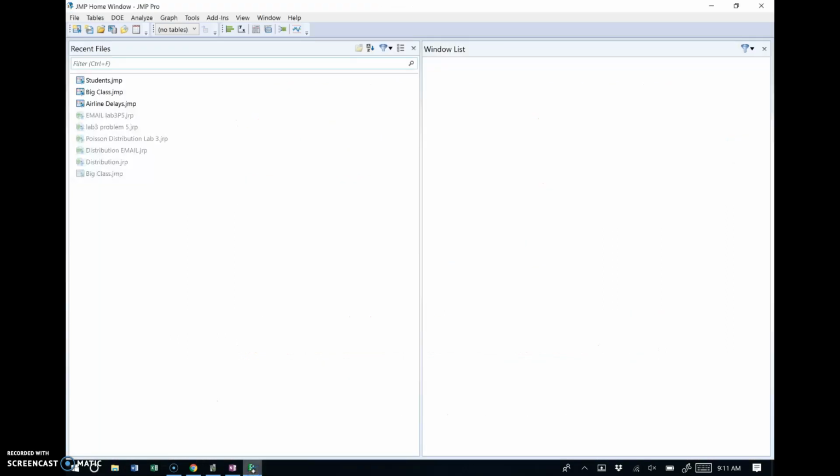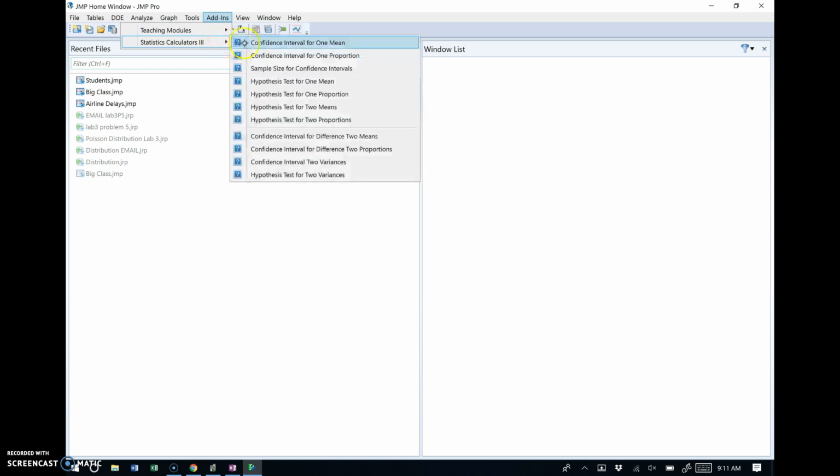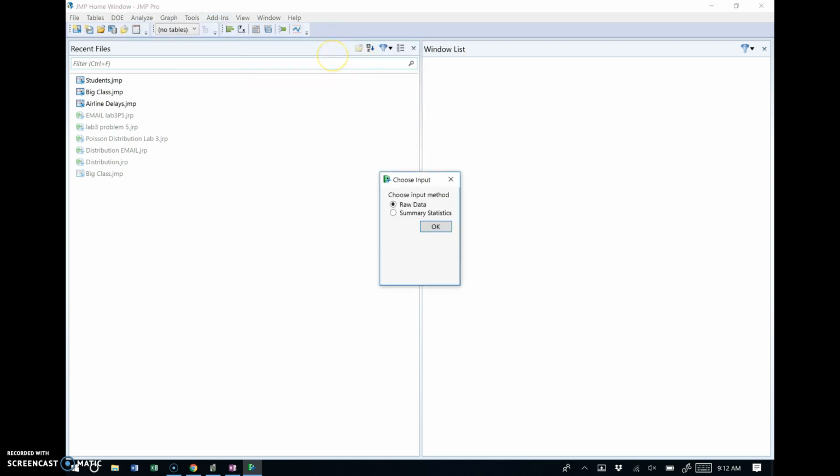So if I go to JMP, remember, we put an add-in in the add-ins menu in the statistical calculators. And I showed you in a prior video the confidence interval for one mean. What we're looking at right now is the confidence interval for one proportion. All right, so I'm going to select that calculator.